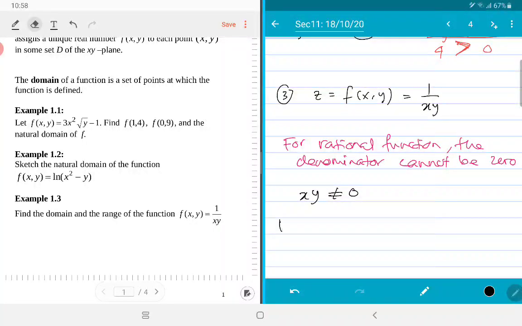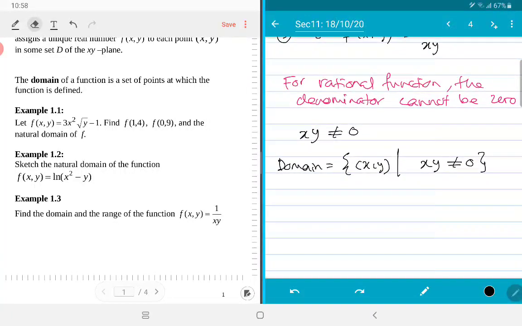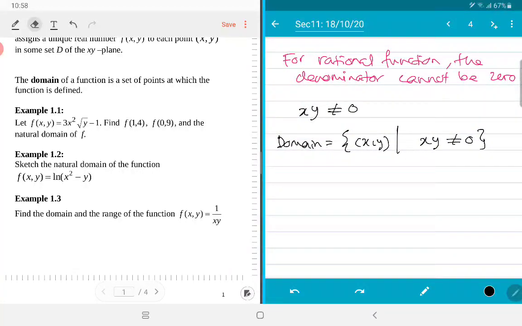So remember, domain would be the set of points (x,y), such that the product of x and y cannot be 0. Okay, all right, now let's say we want to sketch this region where x multiplied with y is not 0. Okay, so this is the domain.